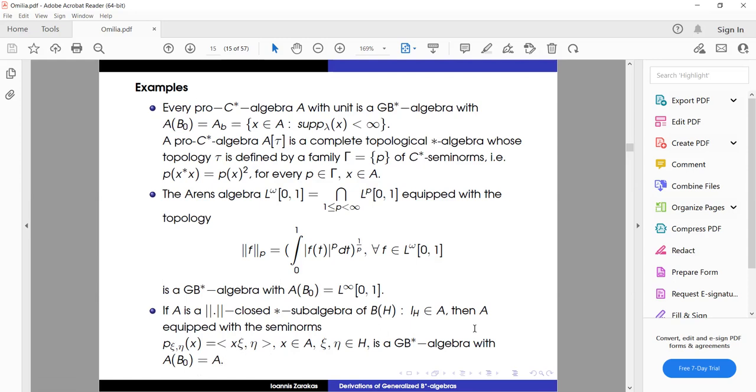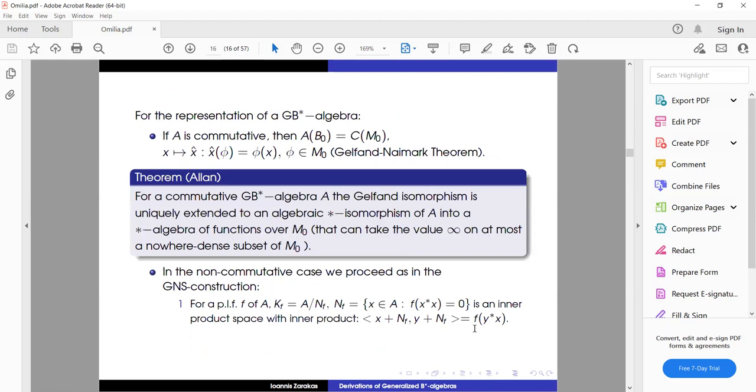Now, this last example has to do with the representation of the G-B-star algebras, which is what I have noted in the next slide. We would like to give a picture of how these objects are represented. And since I noted particularly that in the G-B-star algebras we are very interested in the C-star algebra that they contain, it is natural to expect that the representation of these objects will have a lot to do with the representation of the underlying C-star algebra.